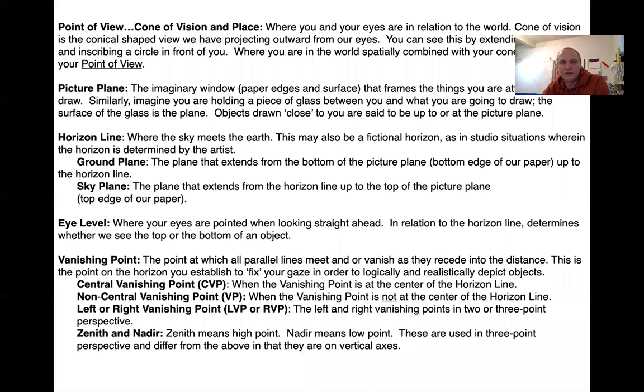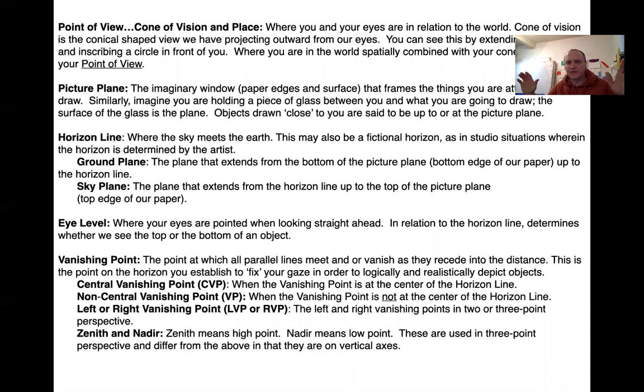So let's look at basic perspective. That point of view or cone of vision or disappearing point, that's where your eyes are in relation to the world. It's this conical view we've got out from the center of our heads. That's how we see the world, right? So we've got what's straight in front of us, and then we've got our peripheral vision.